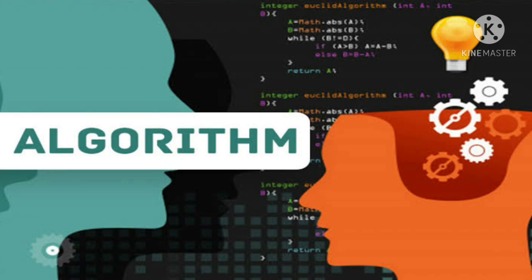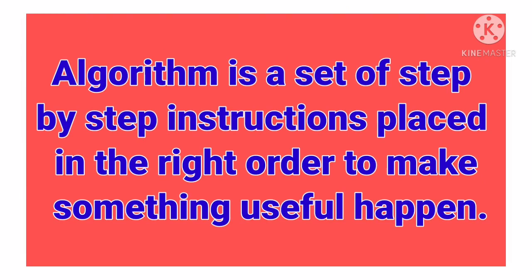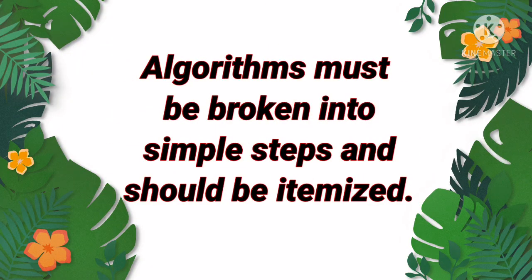So now, do you know the meaning of an algorithm? An algorithm is a list of steps taken to solve a problem or to complete a task. Every one of us uses algorithms every day of our lives. To create a simple algorithm, your algorithm must be broken into simple steps. If possible, it should be itemized.